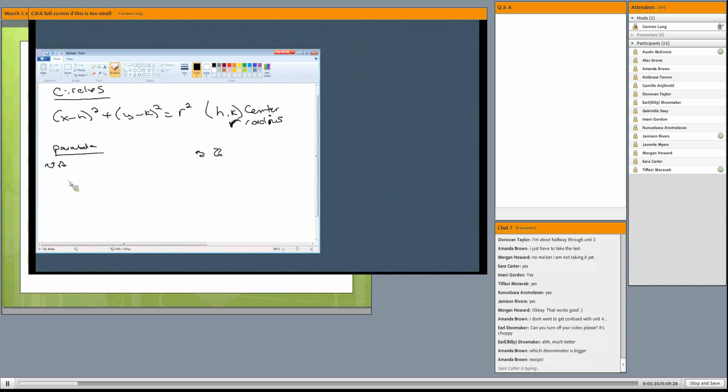For a parabola, it's which variable is squared. So the key to this is which variable is squared. You might want to write that down. Which variable is squared? The up and down one has the x squared, the one that you're used to seeing. So you've got x minus h, and then you've got your plus k.